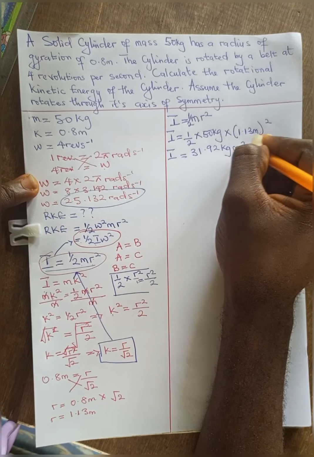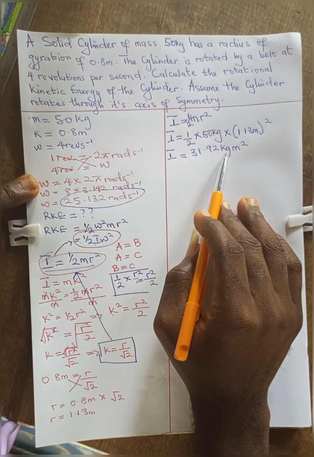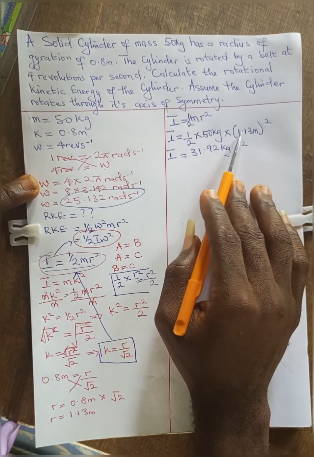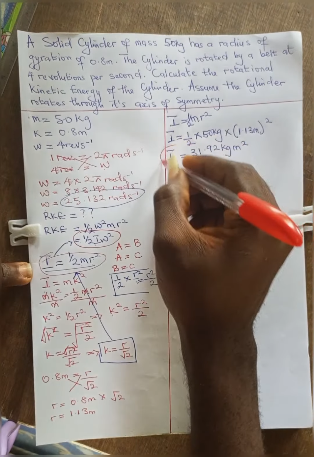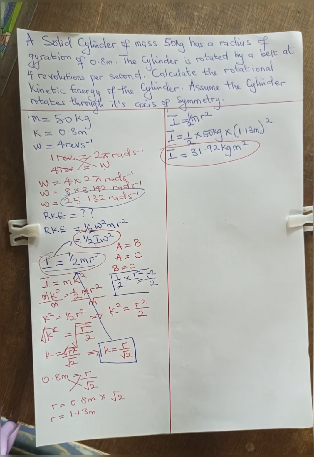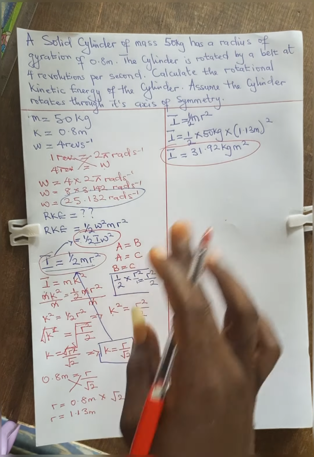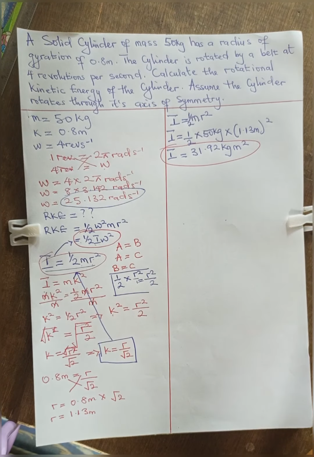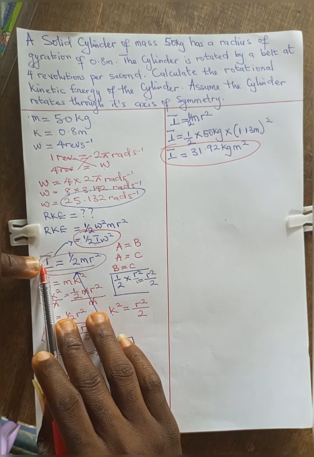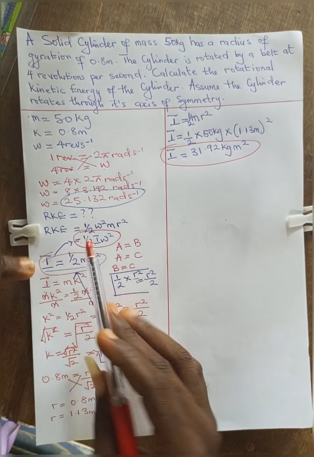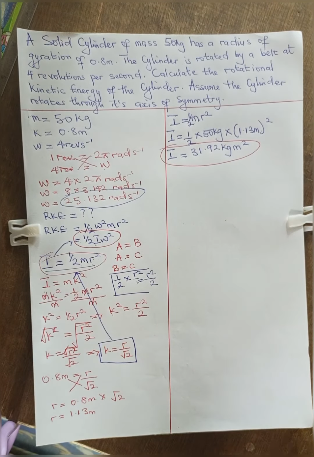kilogram meter square. Kilogram na for this, from this mass, then meter square, this one na meter. When you square this one, you also square this one to get meter square. So now we don get our moment of inertia as 31.92 kilogram meter square, but we never get to the end of the question. Remember, we define rotational kinetic energy. So all these ones na just the bypass, the side road wey go lead us to our answer. So we know say from here we find r, then we come here, find moment of inertia. Now from here we wan go back to looking for the rotational kinetic energy.